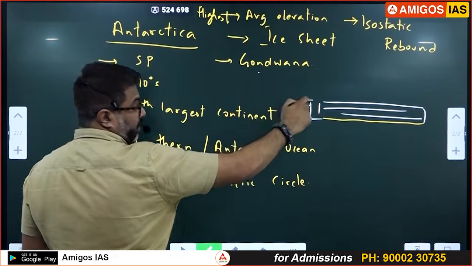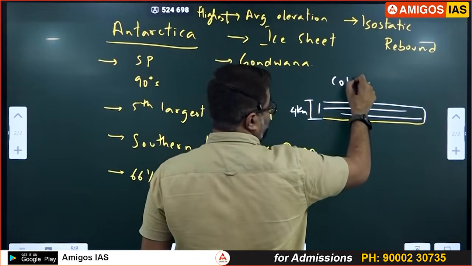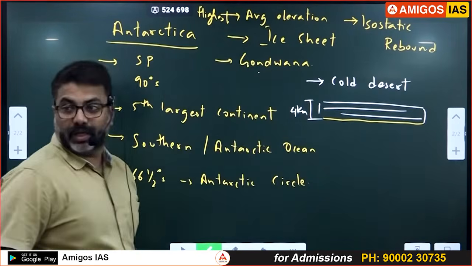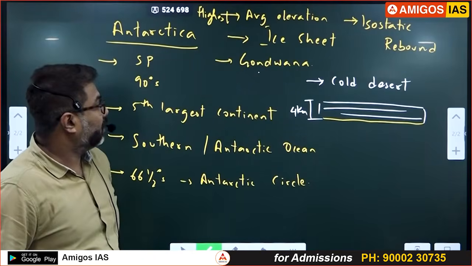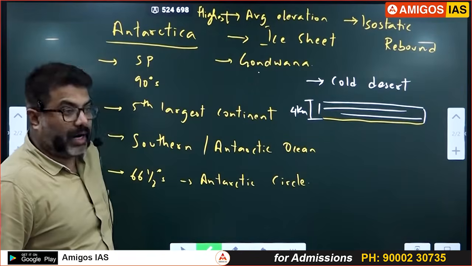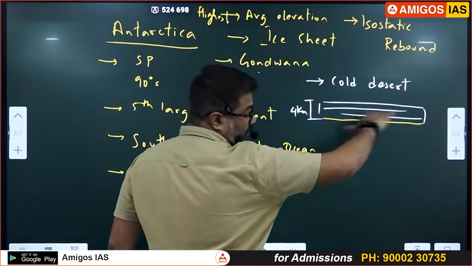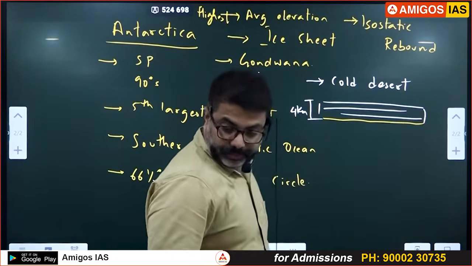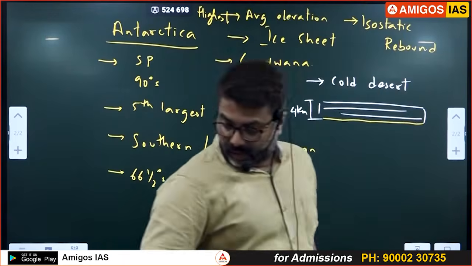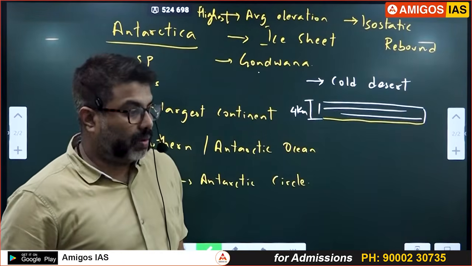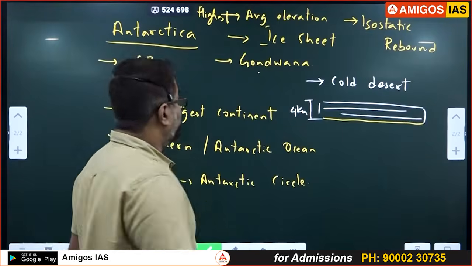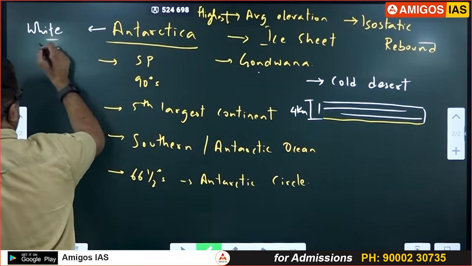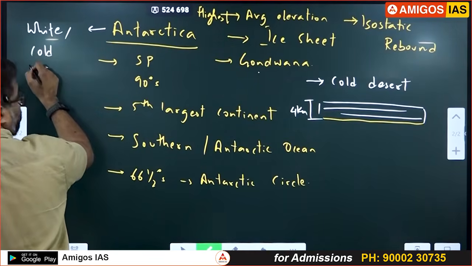So it's a large mass of ice. Since it is covered with ice, it is called as a cold desert. Antarctica is a cold desert. Since it is covered with snow and glaciers, it appears white in color. Notice the atlas, page number 101. Notice Antarctica, how it looks. So Antarctica is called as a white continent. White continent. Cold continent.